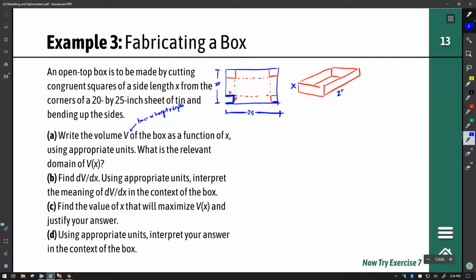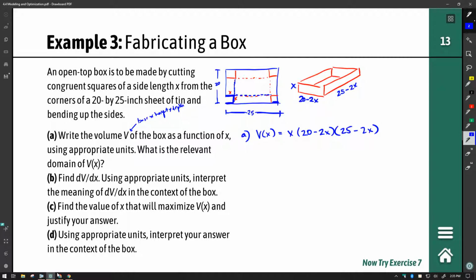So let's call that 25 minus 2X. That would represent this length I'm dotting in blue. So using the same logic, the length of the width is going to be 20 minus 2X. So there's 20 minus 2X. So that makes our answer to part A, V of X is equal to X times (20 minus 2X) times (25 minus 2X). Great. What is the relevant domain of V of X is the next question, and that should be pretty easy to answer.